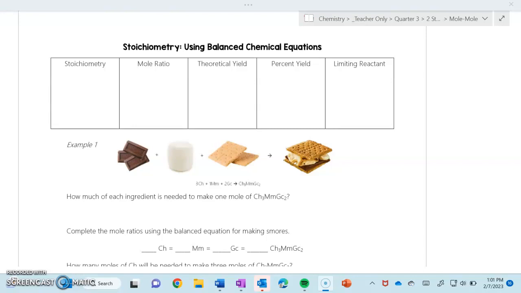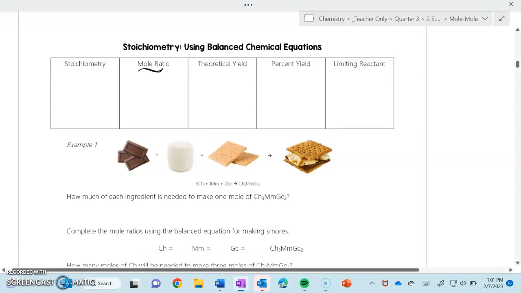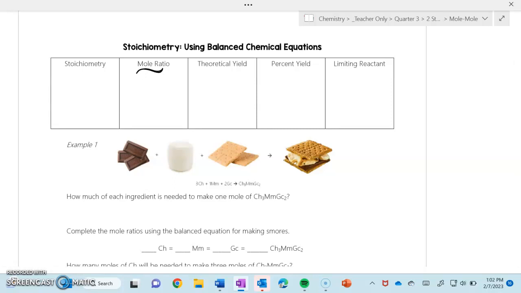Today we are going to be finishing our last week of mole conversions, introducing one last conversion factor called the mole ratio. And the mole ratio involves a balanced chemical equation. So we will see how building that skill in a previous unit will help us to convert between compounds that are related in a reaction using their coefficients.